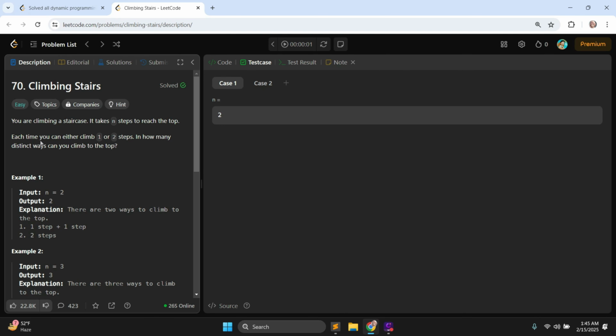Okay, so you are climbing a staircase. It takes n steps to reach the top. Each time you can either climb one or two steps. In how many distinct ways can you climb to the top? Okay, so let me explain the problem statement.